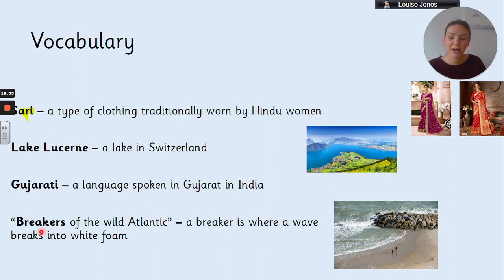And then this bit here, breakers of the wild Atlantic. I thought I would just talk about the word breakers, because a breaker is where you've got a wave that crashes and then it creates that white foam. So in the picture here, you can see where after the wave has crashed, it then creates that white foam, and that white foam is called a breaker. So it's like the bit after the wave has crashed down. So breakers of the wild Atlantic is, as you can see in the picture here, this white foam that you can see of the waves. Okay.